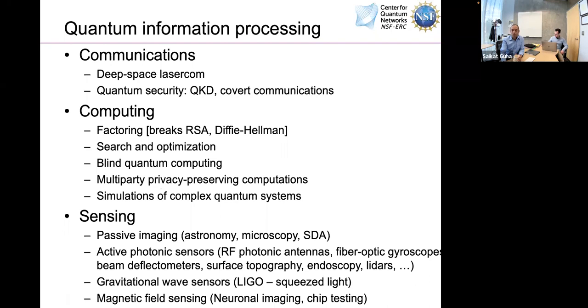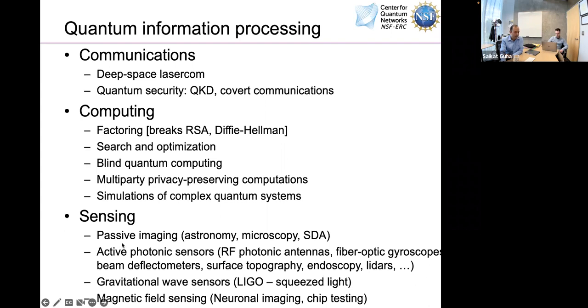And then simulations of complex quantum systems, such as occur in molecular systems, protein folding, and so forth, where the system itself is quantum. So it is inefficient to solve them or simulate them on a classical computer.